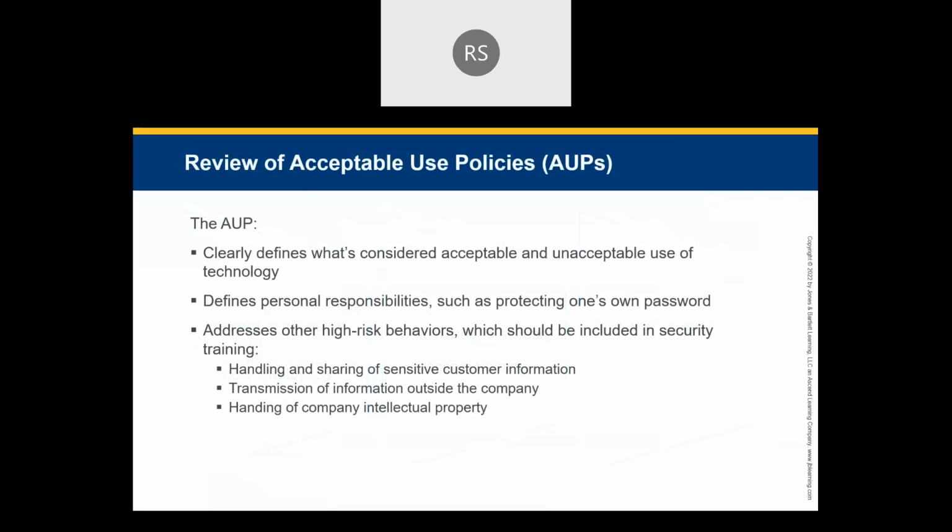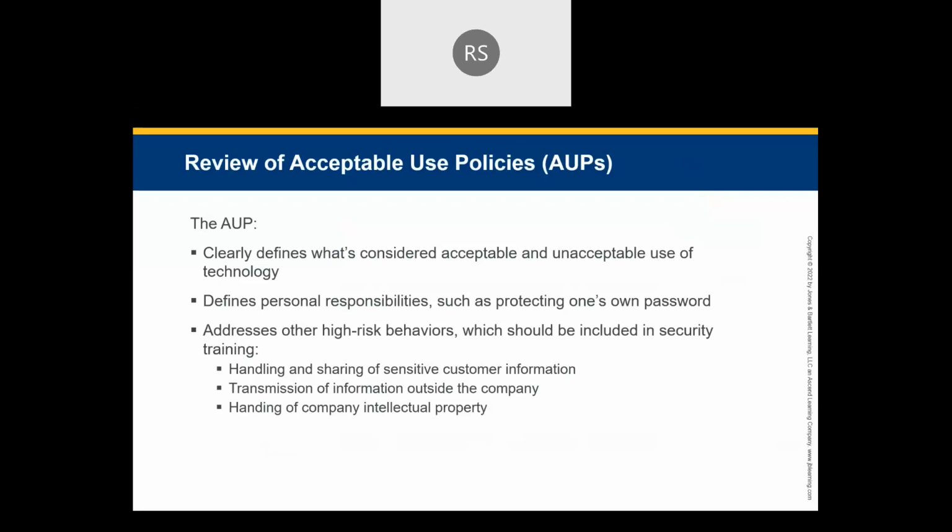So some of the things to consider when reviewing the acceptable use policies: they should provide a comprehensive and specific definition of what constitutes acceptable and unacceptable use of the technology resources. This should include outlining prohibited activities such as unauthorized access, malicious software installation, or engaging in illegal or unethical behavior. The AUP should also clearly state personal responsibilities employees have in safeguarding their own access credentials, such as the password or the account information.